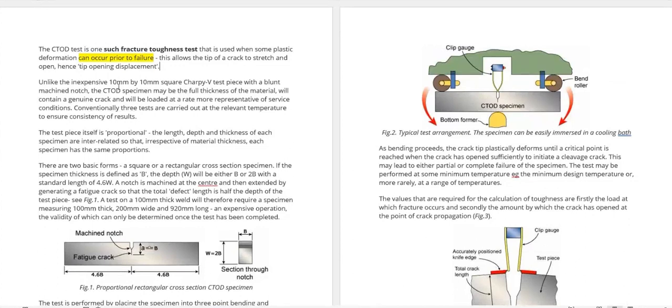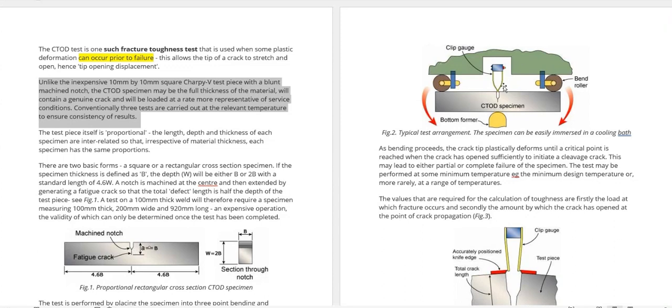Unlike the inexpensive 10 mm by 10 mm square Charpy test specimens with the blunt machined notch, the CTOD specimen may be the full thickness of the material, will contain a genuine crack, and will be loaded at a rate more representative of service conditions. Three tests are carried out at the relevant temperature to ensure consistency of results. Here they will make a notch in the specimen and apply the load. The load will be applied more representative of service conditions, which means the load will be applied slowly.